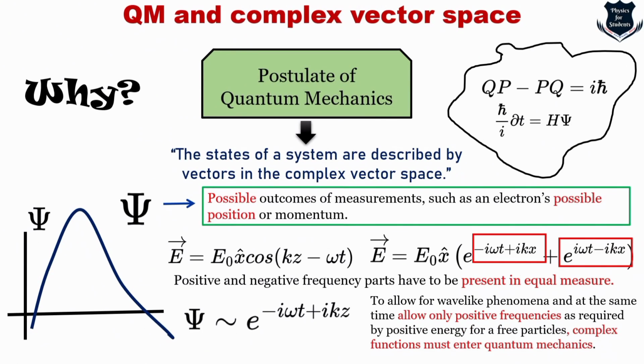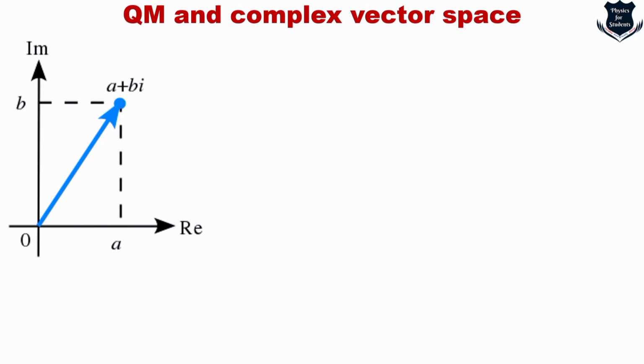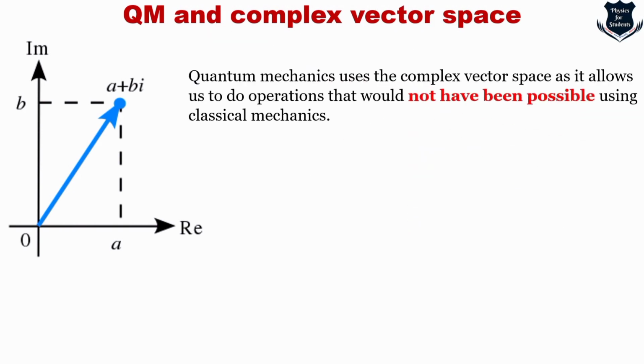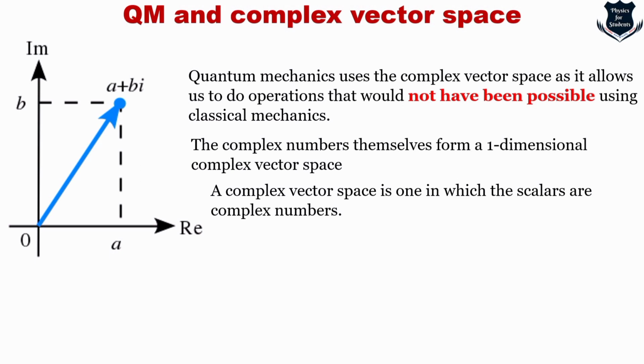So what happens from here is that as you see these things go into complex numbers, obviously the complex numbers won't play their role in the normal real number vector space. So quantum mechanics uses the complex vector space, as it allows operations which are not possible in classical mechanics. Also, the complex numbers themselves form a one-dimensional vector space, right? And a complex vector space is one in which the scalars are complex numbers.